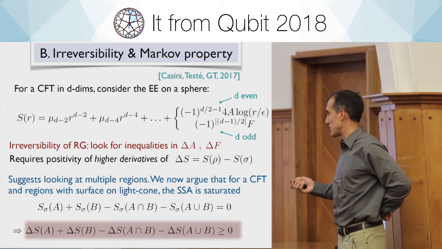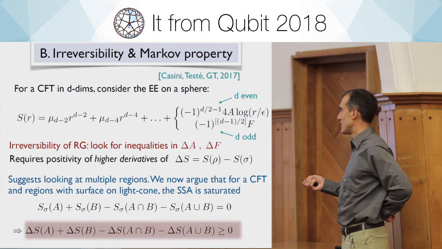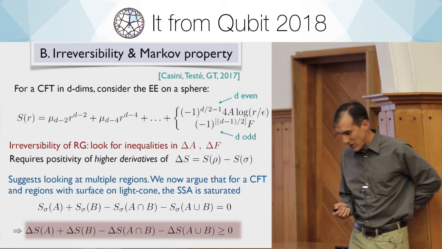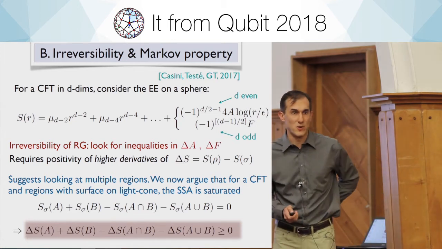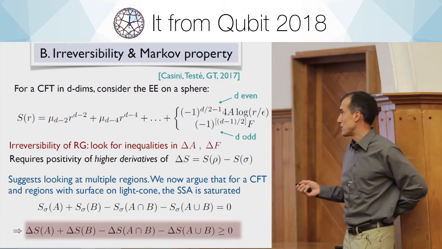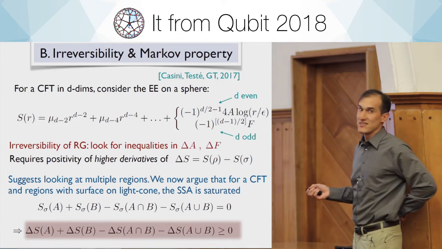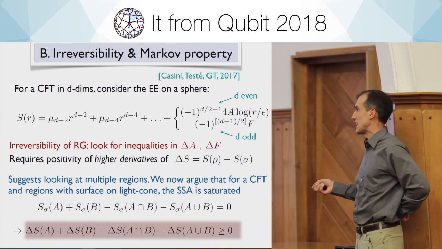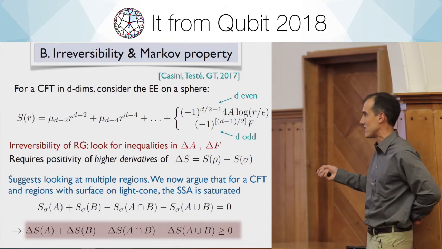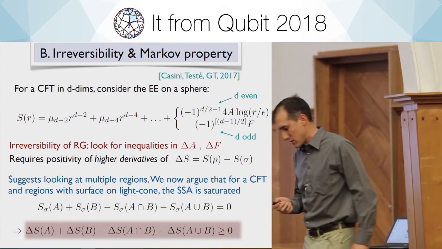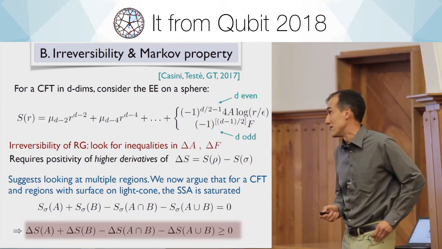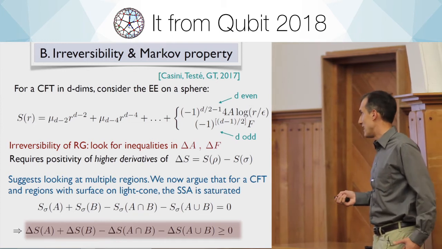Okay? Now, in order to establish the irreversibility of the RG, we want to derive inequalities for the changes in a and F. But you see that from our previous approach, we cannot access that because we only had a first derivative of the relative entropy. If we want to access this quantity, we actually need higher derivatives of the relative entropy that would give us inequalities for high derivatives of delta S. And out of that, we could manage to prove a and F theorems in high dimensions. Okay? So then in order to get higher derivatives, we need to look at multiple regions, and in particular, the strong subadditive inequality. So now I'll argue in two steps.